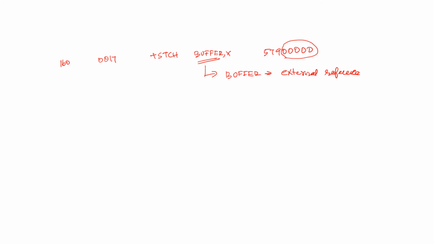Now, usually your program will contain a header record, text record, and modification record. We have learned about the modification record.